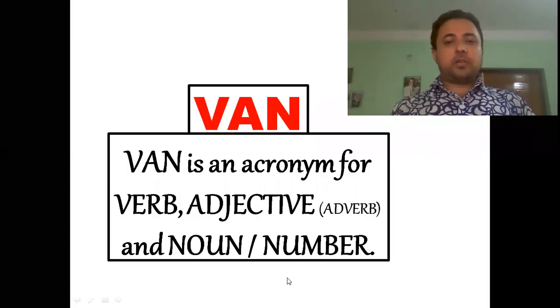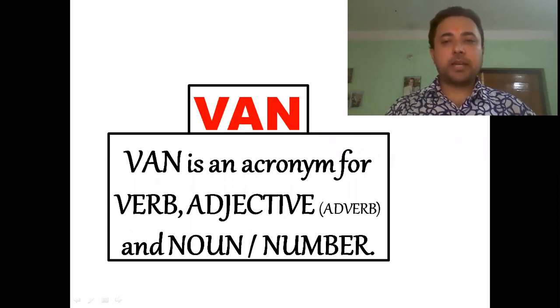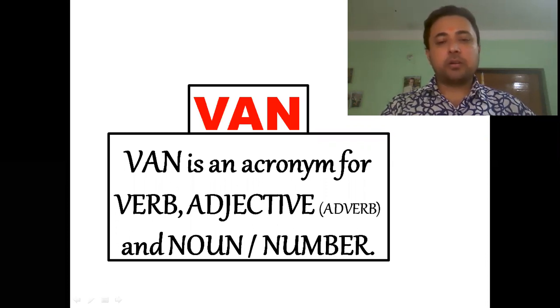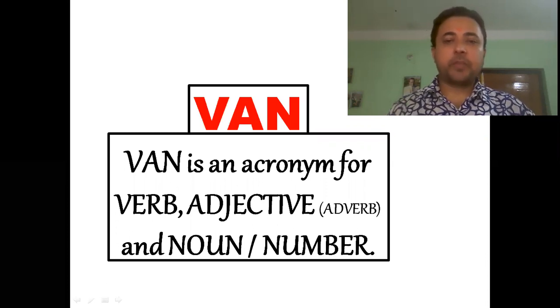VANS is an acronym I have used for verbs, adjectives, and nouns specifically. So let's start our discussion without much ado. So there you are. VAN is an acronym that stands for verb, adjective, occasionally adverb, and noun, or sometimes number. And I'm going to talk about their relationship with the speaking and writing sections of the IELTS test today.